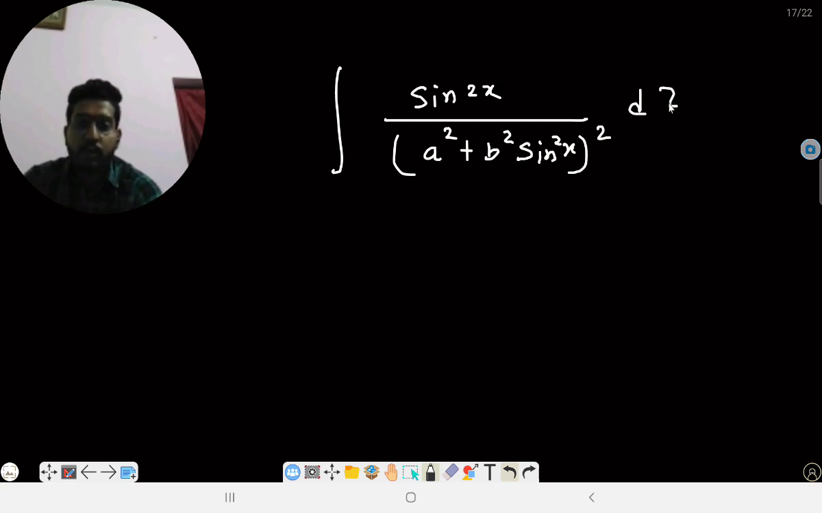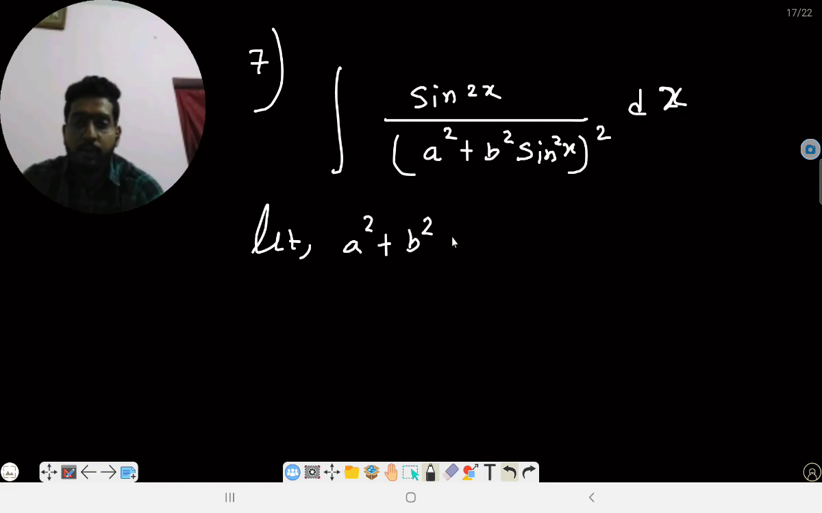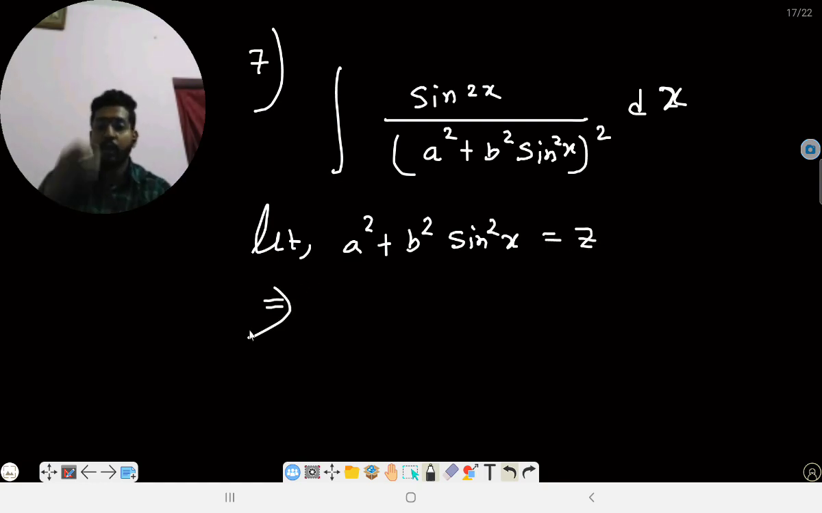So here also you have to use a substitution. So what is the substitution here? A square plus b square sine square x, we are taking this one as z. So let a square plus b square sine square x equal z. This is the substitution. Now do the derivative.